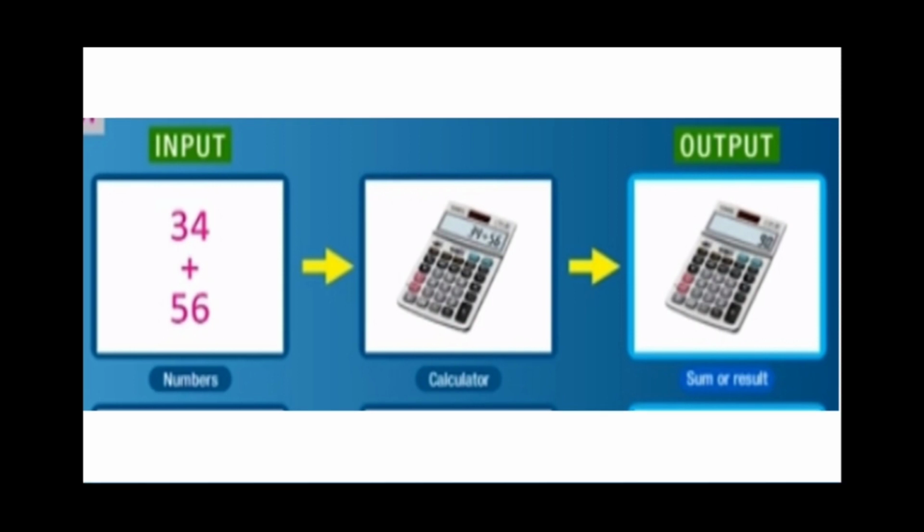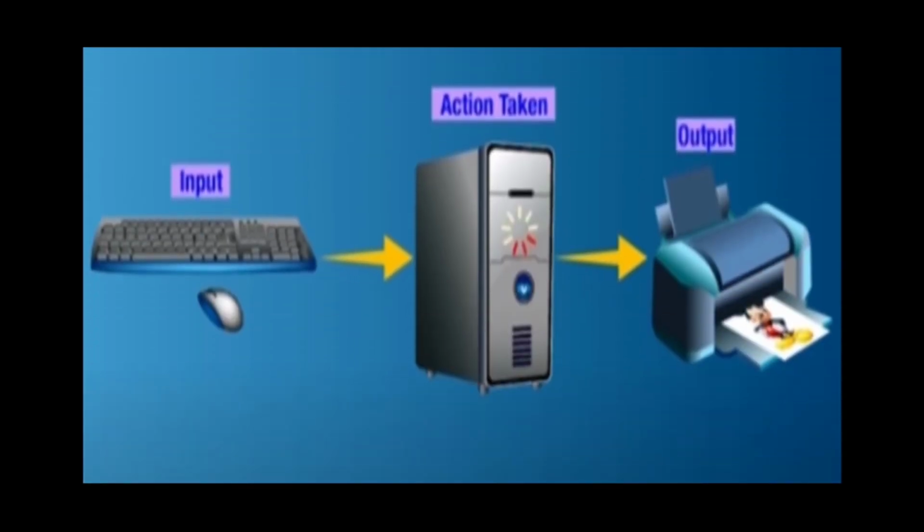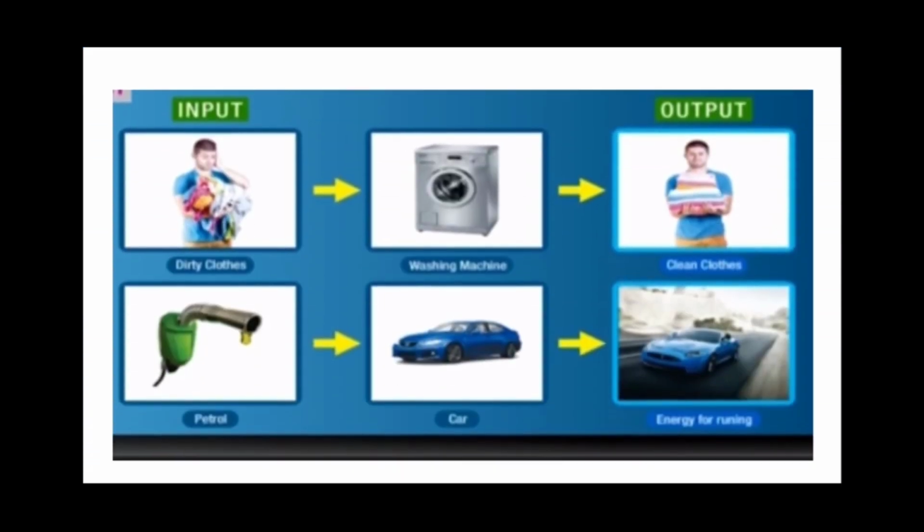Okay children, again see, with the help of keyboard and mouse we will give the input, the CPU will take the actions, and the result, or we can say output, we can see very well on the monitor or printer. Now see some more examples of input, process and output.